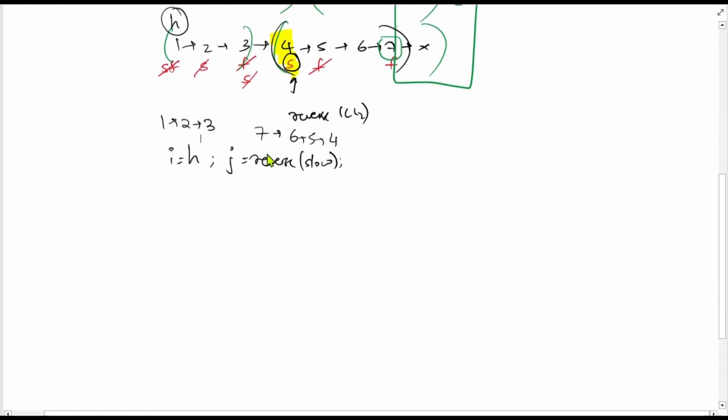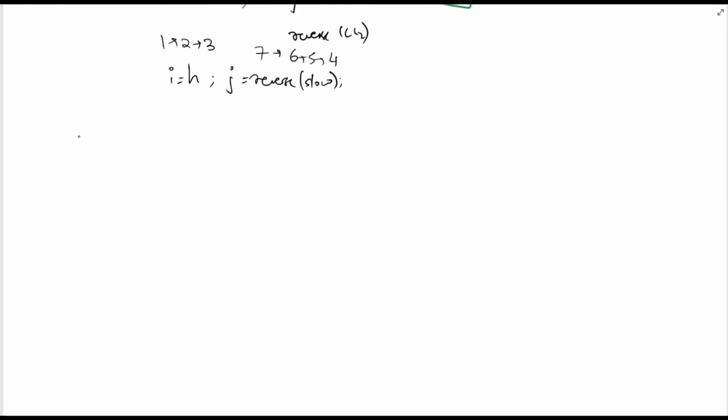Now let's see how we would reverse it. So 1, 2, 3, and 7, 6, 5, and 4. There is this pointer which is there after 3. I'm not going to delete it; I will tell you why later. Right now we have this, and our i would be over here and j would be over here. Now let's see how we would merge these two.